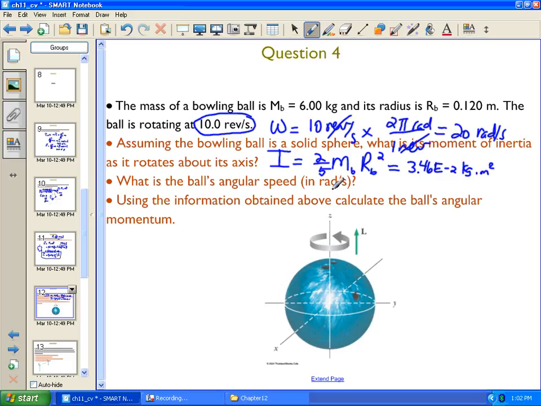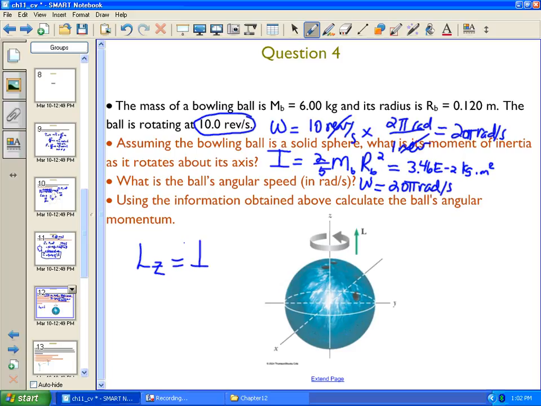What is the ball's angular speed? Well, we've already calculated that. In radians per second, it's 20 pi, oops, we neglected our pi here, very important, 20 pi radians per second. Using the information above, calculate the ball's angular momentum. Well, the angular momentum, as you can see here, will be that component in the z direction. That is the direction of angular momentum.